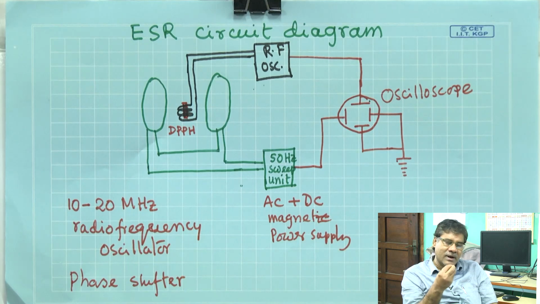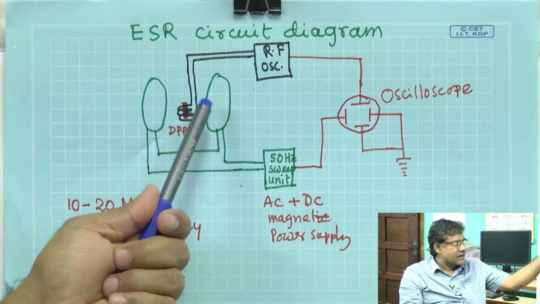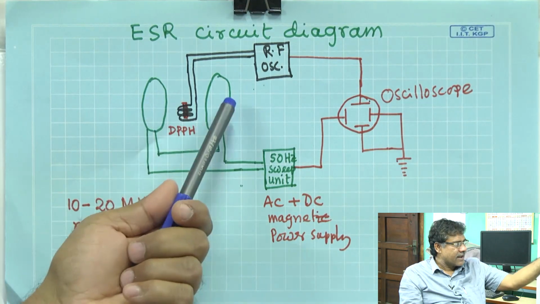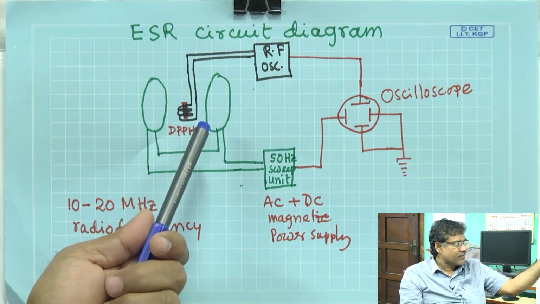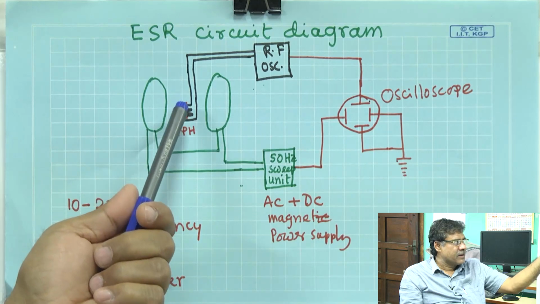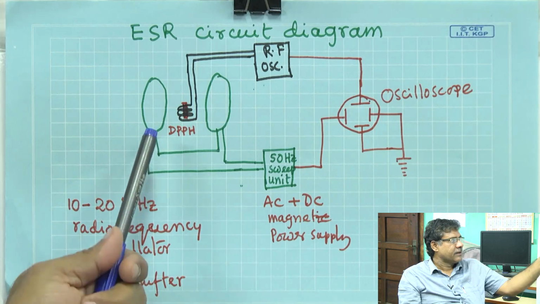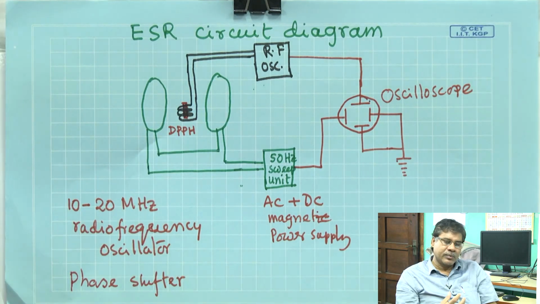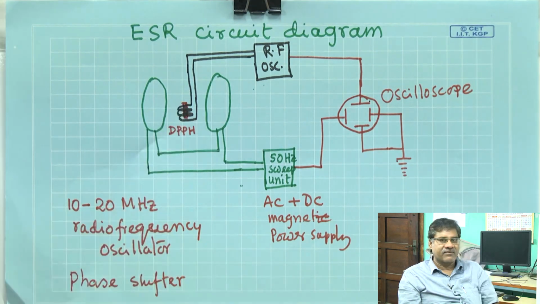So, for a small field one can use the Helmholtz coil, and on the center axis passing through the centers of these 2 coils, at the middle point of this axis, we will put the sample DPPH. Okay. So, now our sample is in the magnetic field.